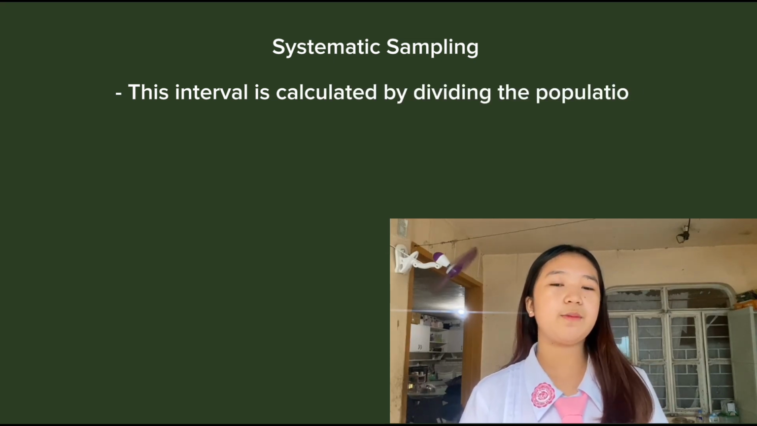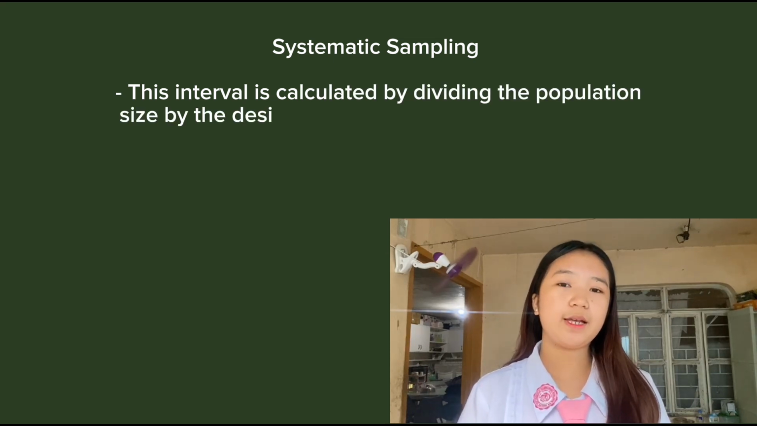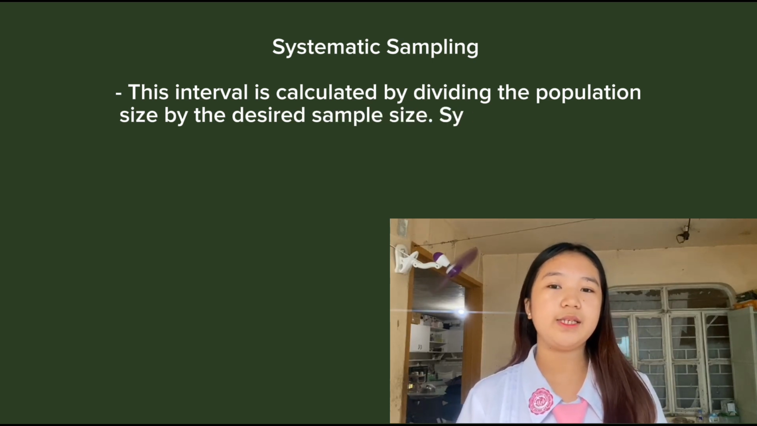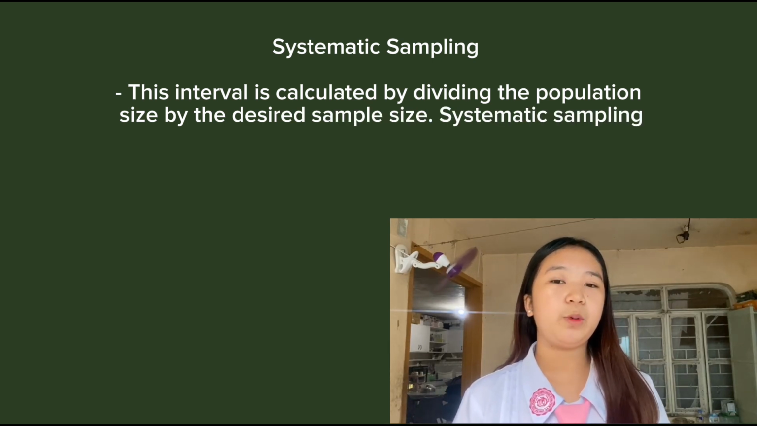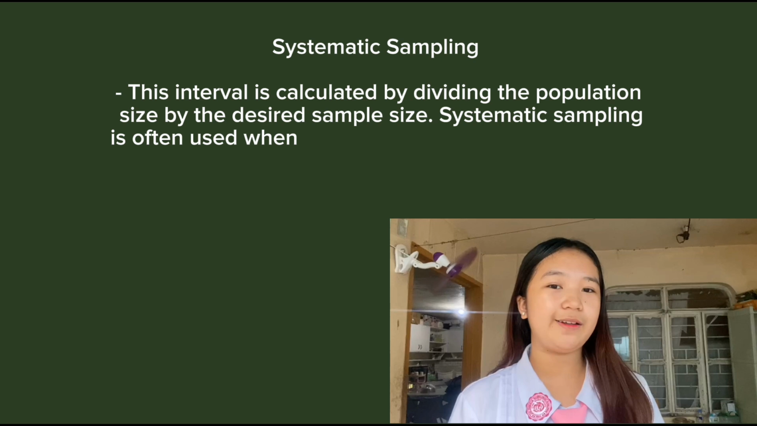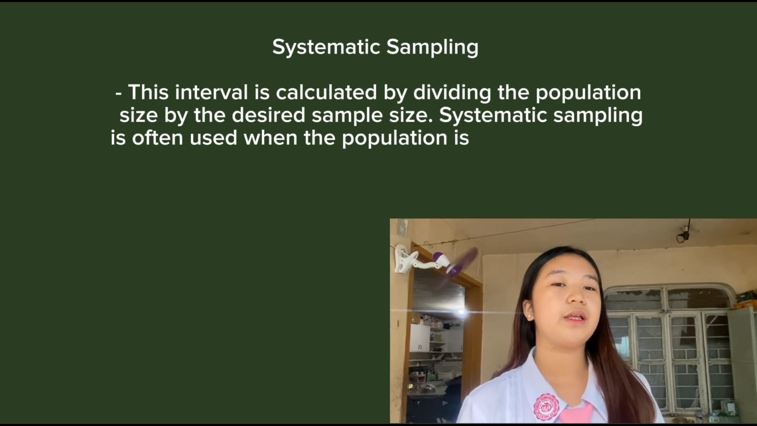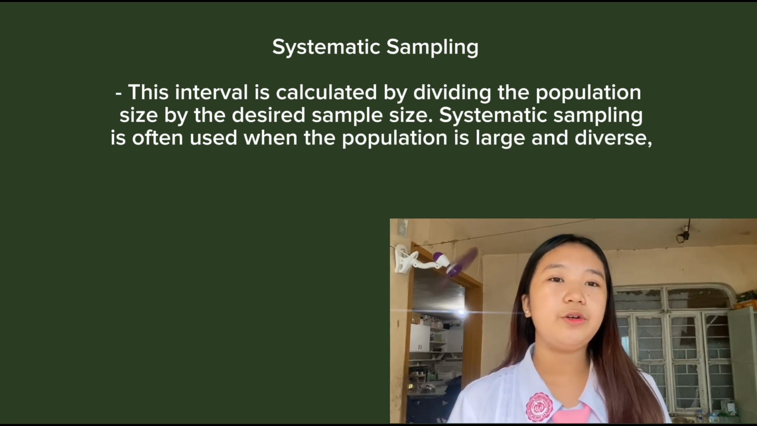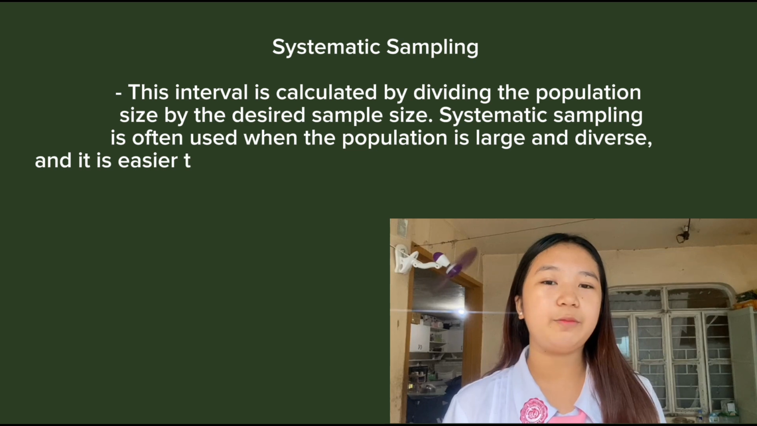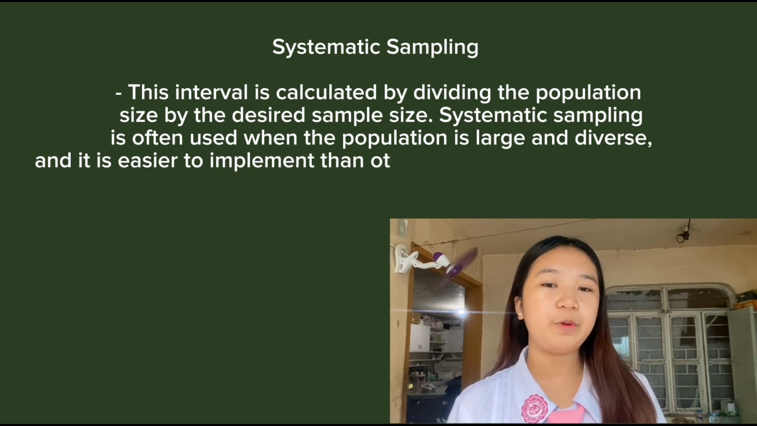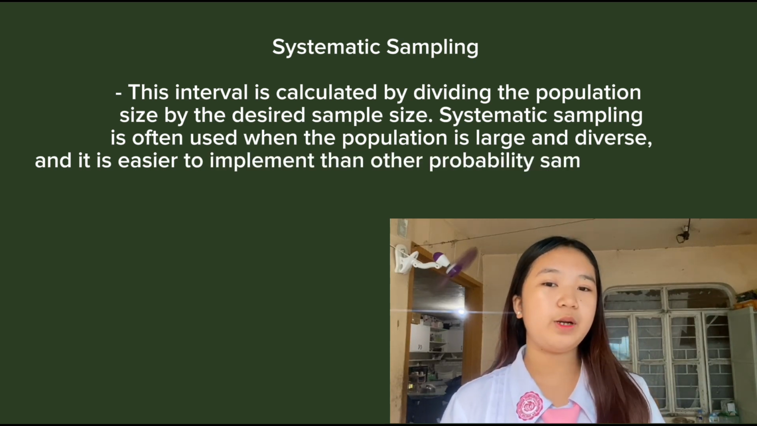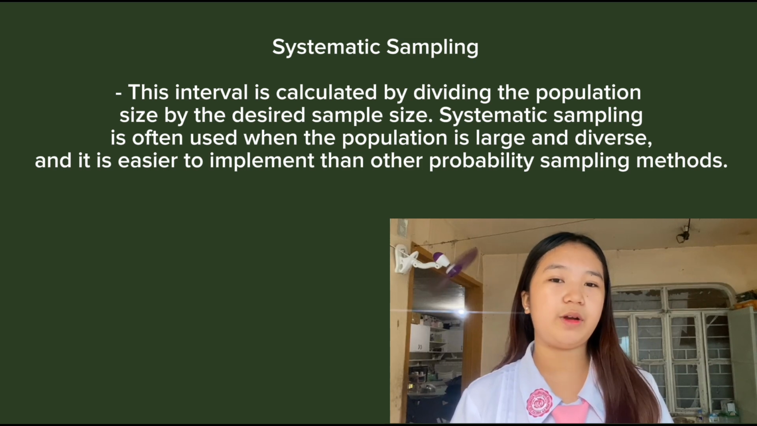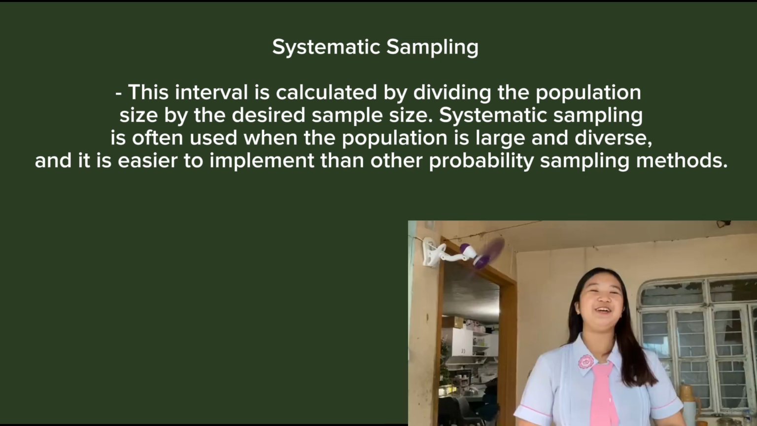Today, we're going to discuss systematic sampling. So what is systematic sampling? Systematic sampling is a type of probability sampling where we select members of the population at regular intervals. Think of it like this. You have a long line of people and you pick every fifth person. That fifth person is our interval. We call it n.